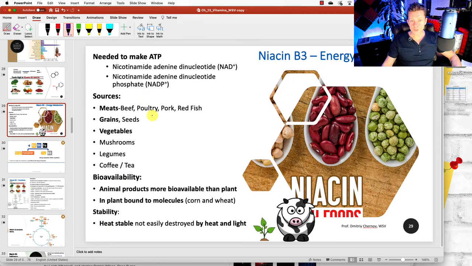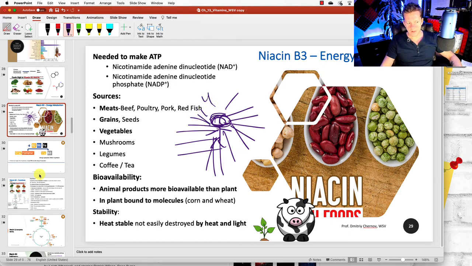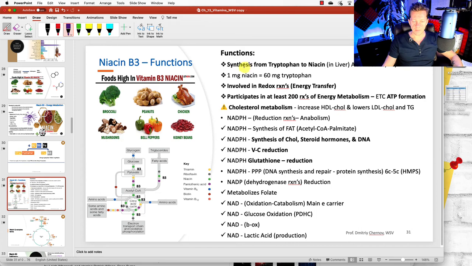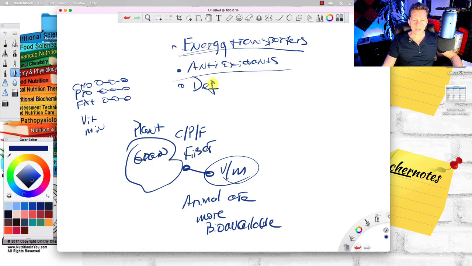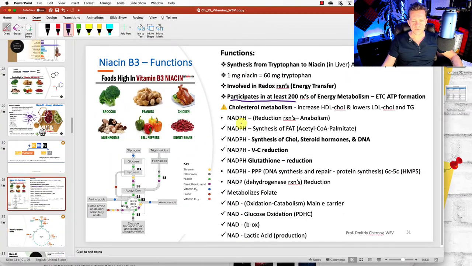If B1 and B2 were very important, B3 is crazy important. So if this is a person, B3, or niacin, works on every level. If I showed you the functionality of vitamin B3, I could spend 20-30 minutes just going over each of those pathways. What's important is that vitamin B3, niacin, participates in at least 200 different types of energy metabolic reactions. However, for our class, all you need to know is, again, energy transportation, antioxidant, and deficiency. So we're going to look at the deficiency of this particular vitamin.